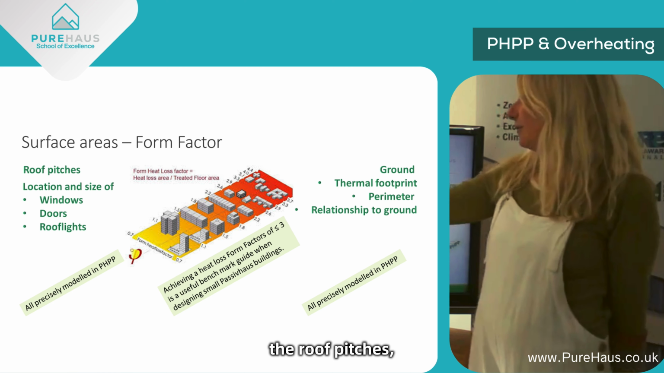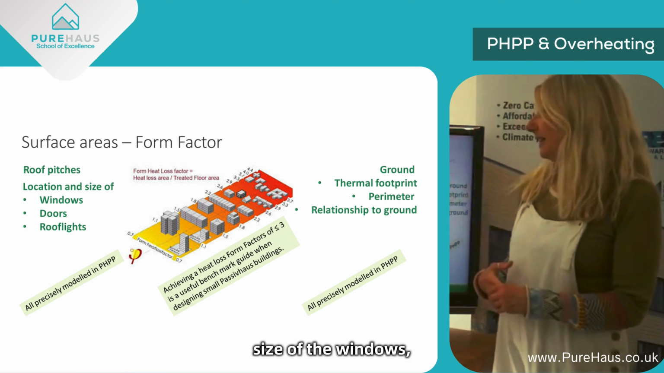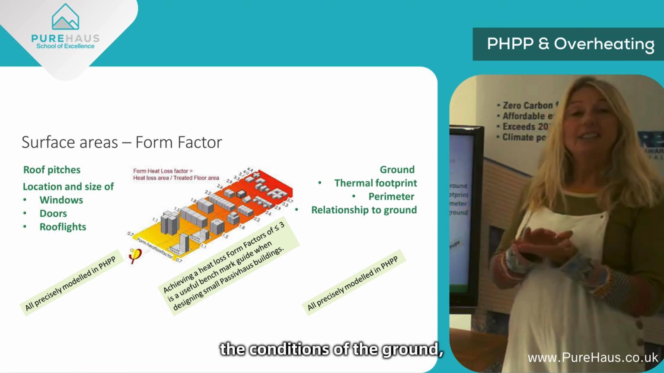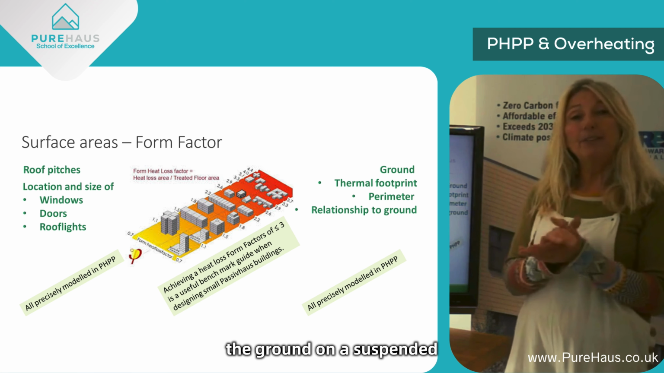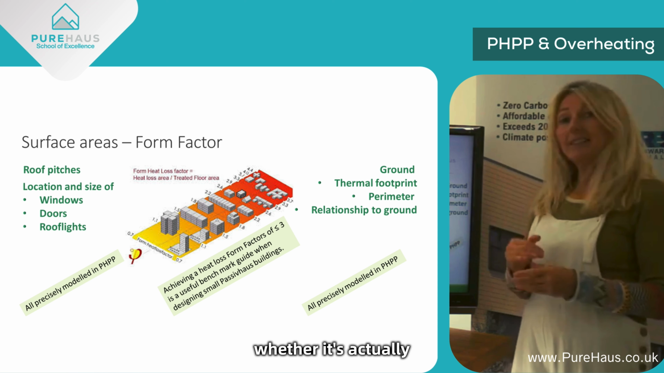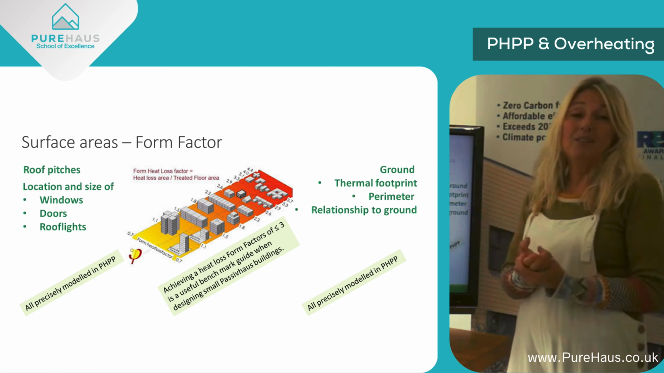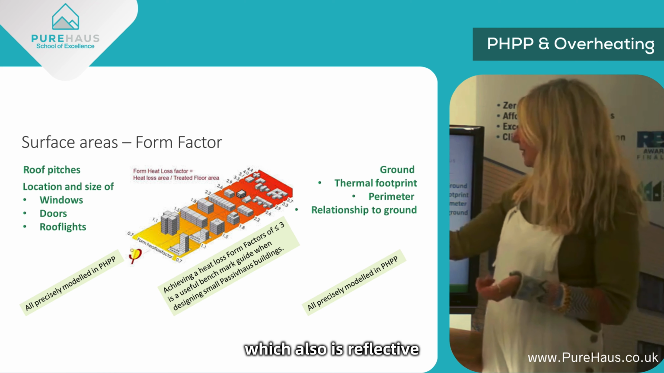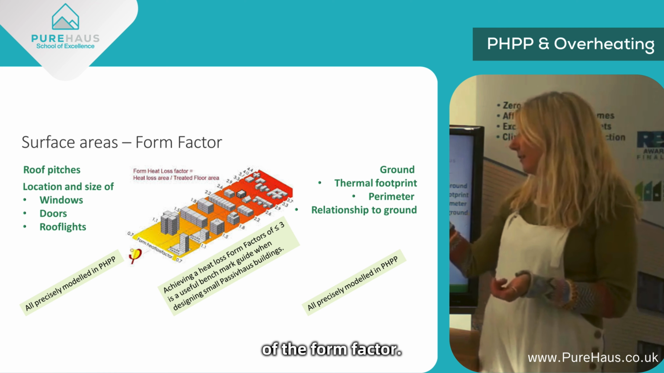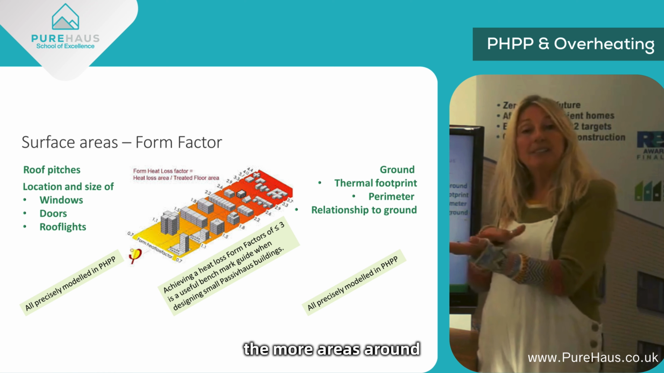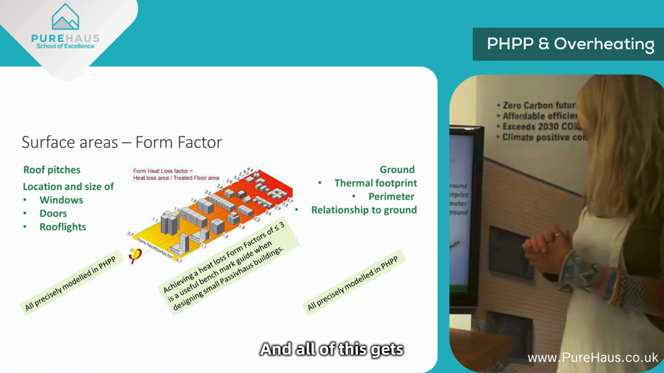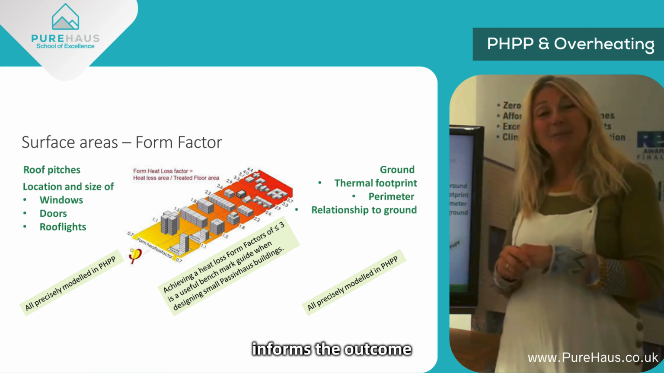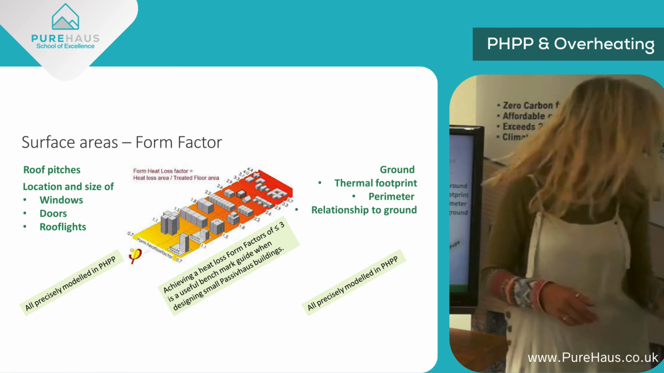We take into account the roof pitches, location, size of the windows, the doors, and the roof lights. We look at the ground, the conditions of the ground, whether it's sitting above the ground on a suspended floor, whether it's actually got a basement, or whether it's on the ground itself. And we consider the perimeter, which also is reflective of the form factor. The more perimeter, the more areas around that might lose heat. And all of this gets precisely modeled in PHPP and informs the outcome of the building.